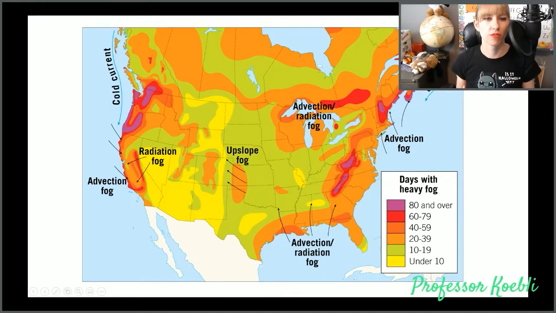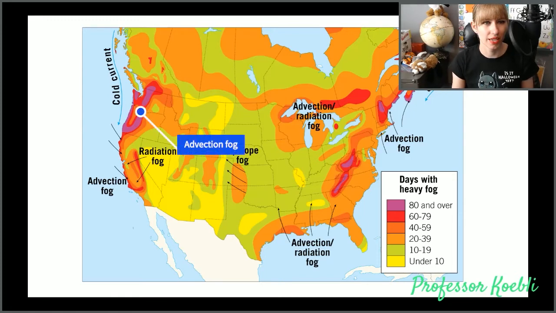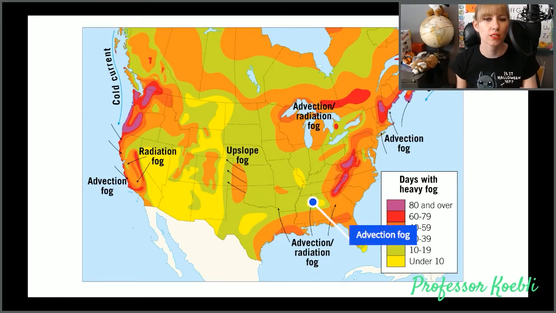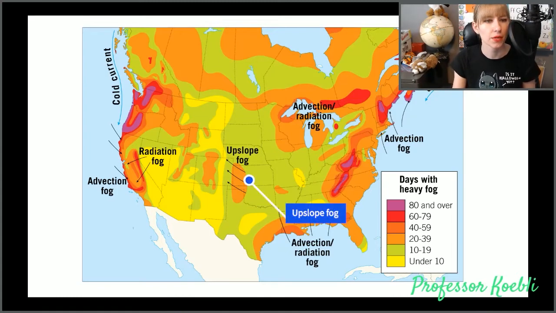And over here we have a really nice fog map. Over here we have advection fog. We can see days with heavy fog, especially in this area of the United States, is going to be somewhere between 40 and 80 or more, and it has to do with the cold current coming down. Where over here we have a warmer current, but because of cooler nights and warmer days, we're going to have more advection or radiation fog in our portion of the United States. And then over here where we have the mountain ranges happening, we're going to have upslope fog, and the same thing will happen over here.